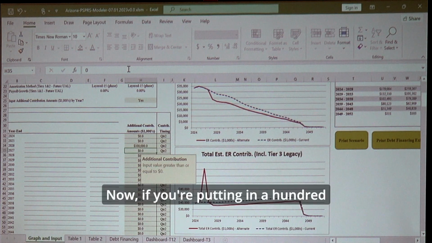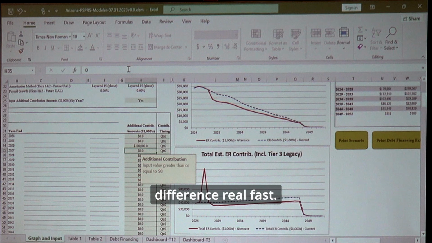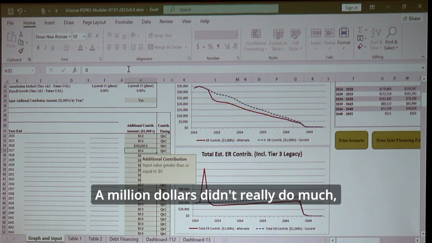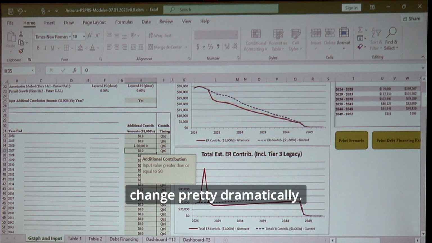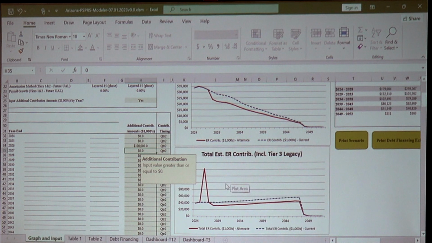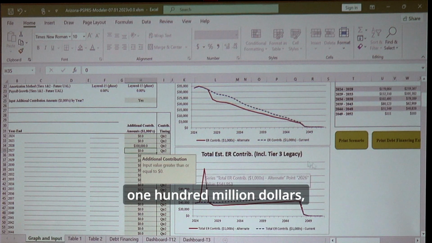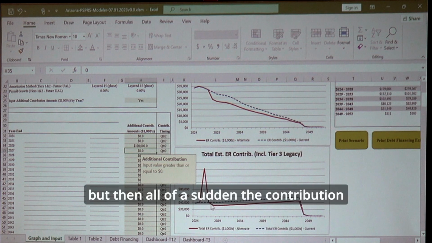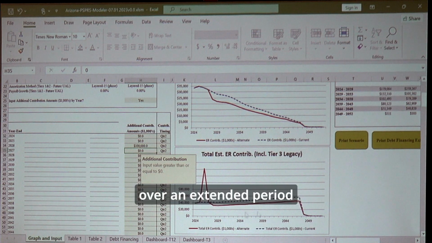Now, if you're putting in $100 million, now you're starting to see some significant difference real fast. $1 million didn't really do much. But $100 million starts to make a change, pretty dramatically. Okay? So you can see that it spikes up in the first year when you put in the $100 million, but then all of a sudden the contribution rate starts to drop, and you can see that it starts to deviate over an extended period of time from the line.